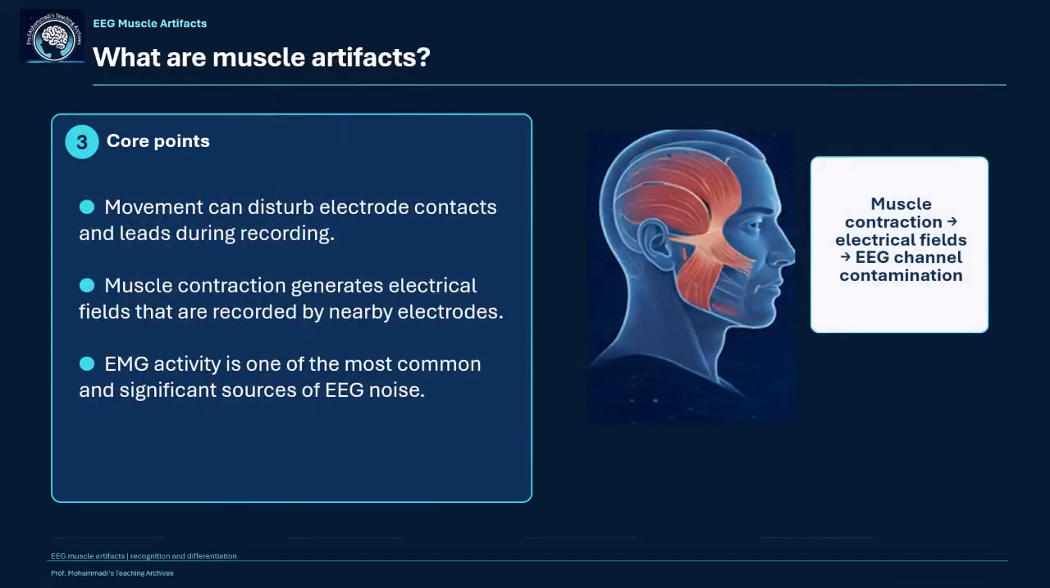Muscle artifacts occur because EEG electrodes record more than brain activity. Movement can disturb electrode contacts and leads, and muscle contraction generates electrical fields that nearby electrodes can detect. Facial and scalp muscles are especially important because they are close to the recording electrodes. When these muscles contract, their electrical activity may appear as fast, high-amplitude activity on the EEG channels, even though the source is not cerebral.